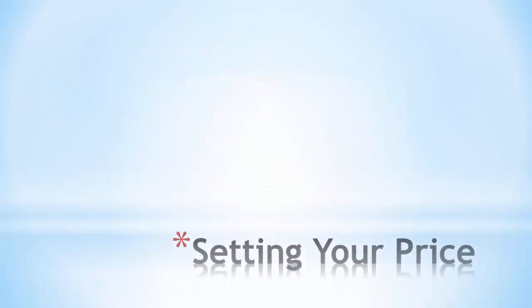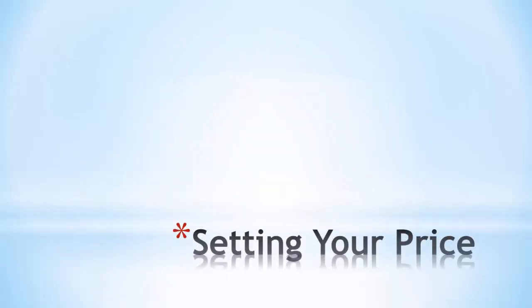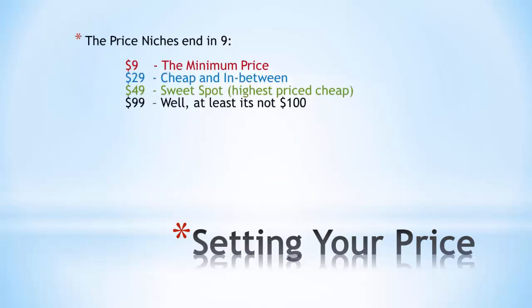Let's begin by looking at setting your price. Now, the first thing that you should know is that prices all end in 9. Why? Because $9 looks a lot less than 10, 29 looks a lot less than 30, 49 looks a lot less than 50. If you end it with a 9, it looks less, so all of your prices should end in a 9. Now, I've been pricing my courses at $9, which is the minimum price that you can price a course at. I figured they would fly off the shelf at that price.